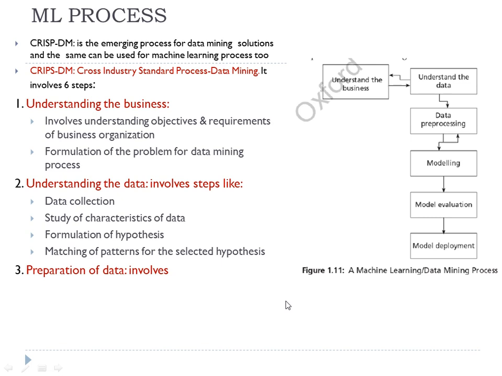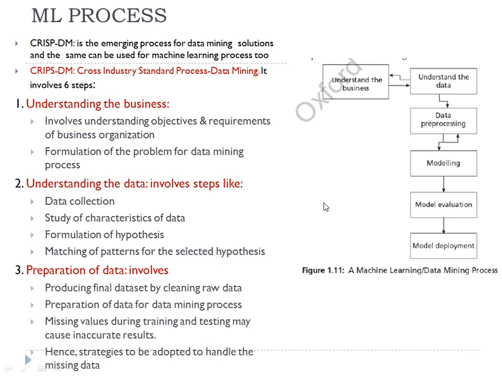Coming to the third step, you need to now prepare the data. As we have discussed in the previous sessions, the data you've collected is just raw data. You need to prepare your data so that it can be used for your algorithm. So how do you do it? First of all, you have to finalize your data set. This is the data set I'm going to use for my problem.